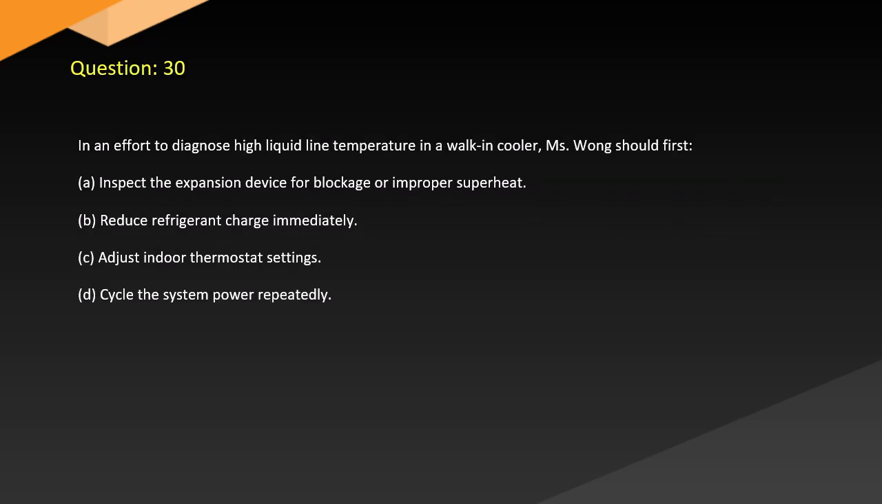Question 30. In an effort to diagnose high liquid line temperature in a walk-in cooler, one should first: A. Inspect the expansion device for blockage or improper superheat. B. Reduce refrigerant charge immediately. C. Adjust indoor thermostat settings. D. Cycle the system power repeatedly.